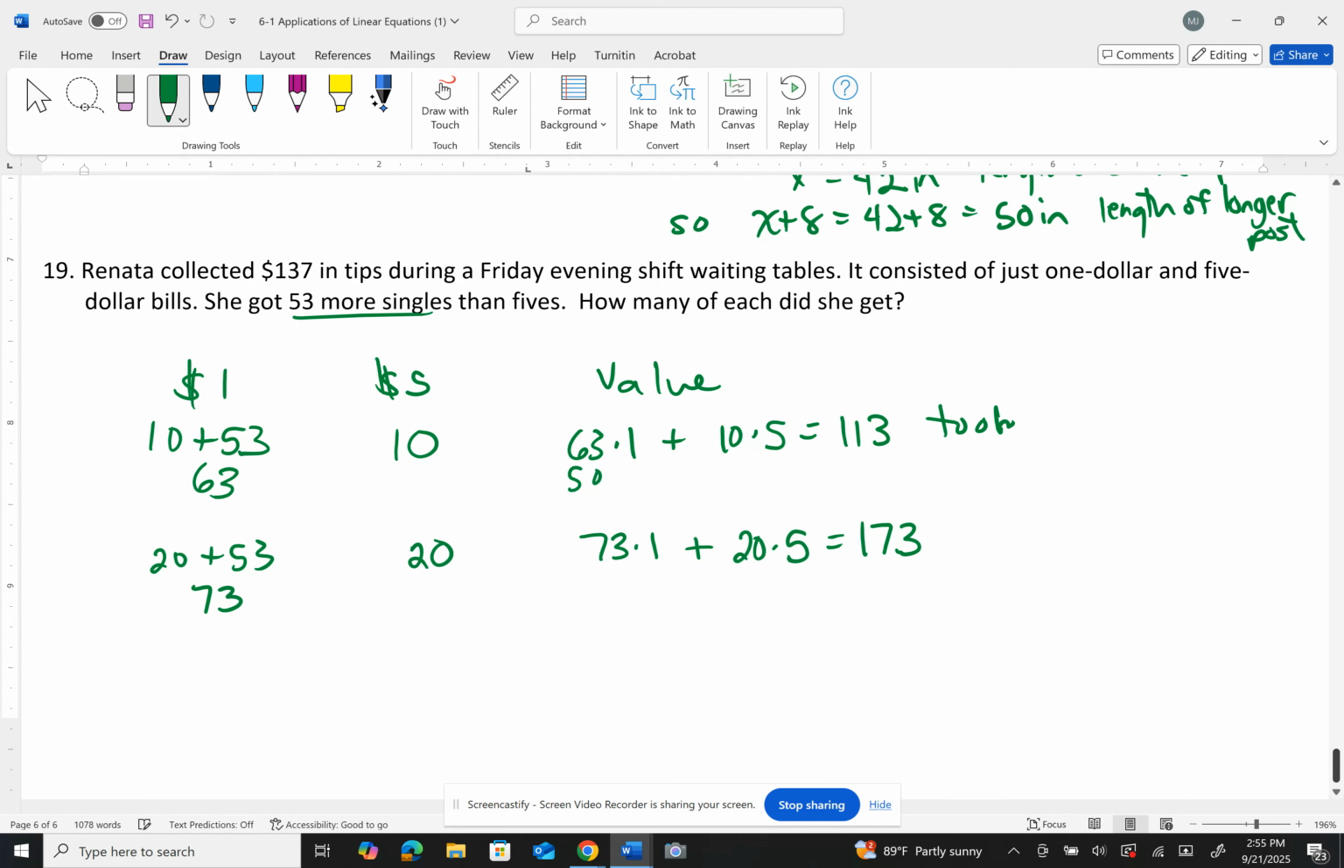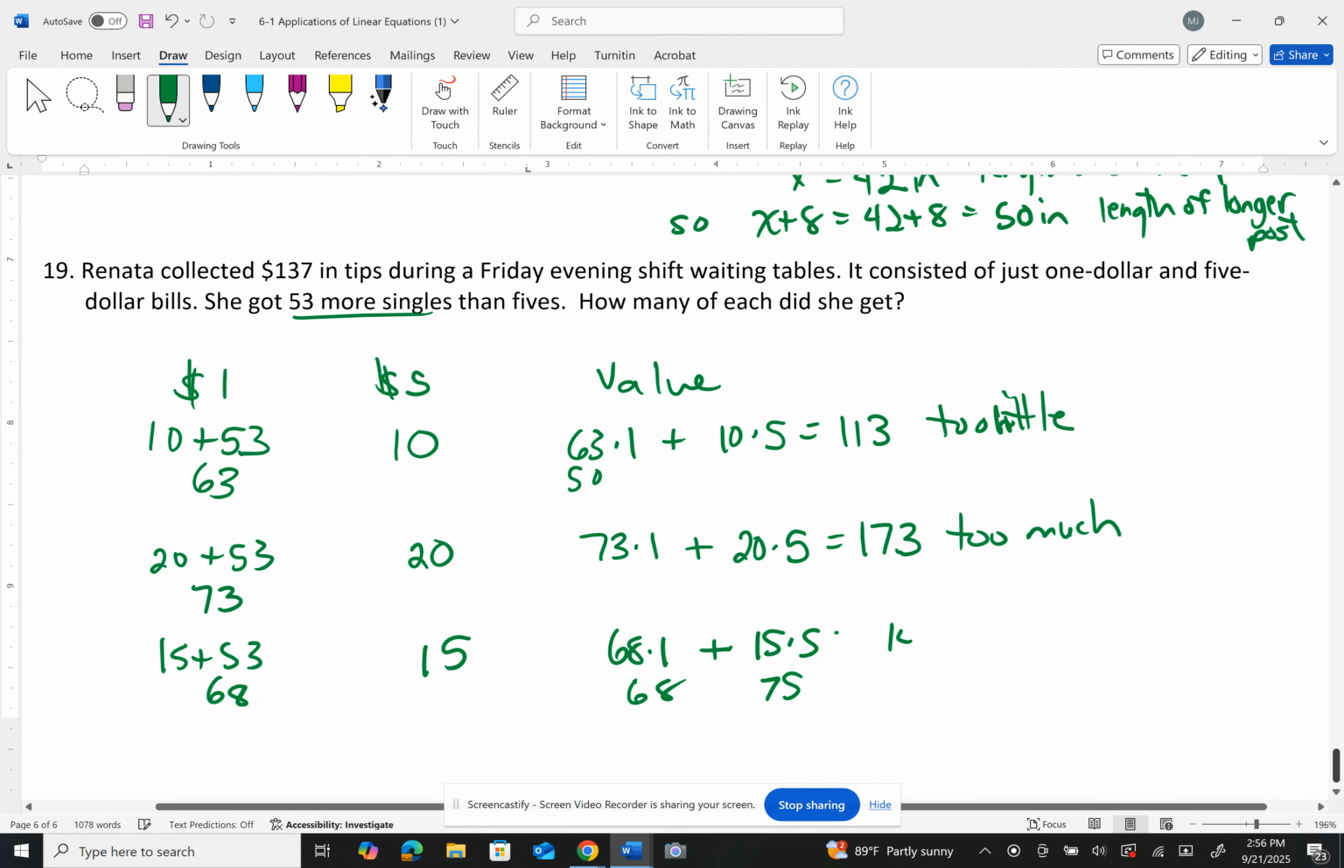Too little here, so I went higher on the fives, too much here. So I need to go lower. So let me try 15 $5 bills, and then 15 plus 53 would be 68. So then the value would have been 68 plus 15 times 5, which would be 75, and that would be 143, which is still too much, but just by a little.